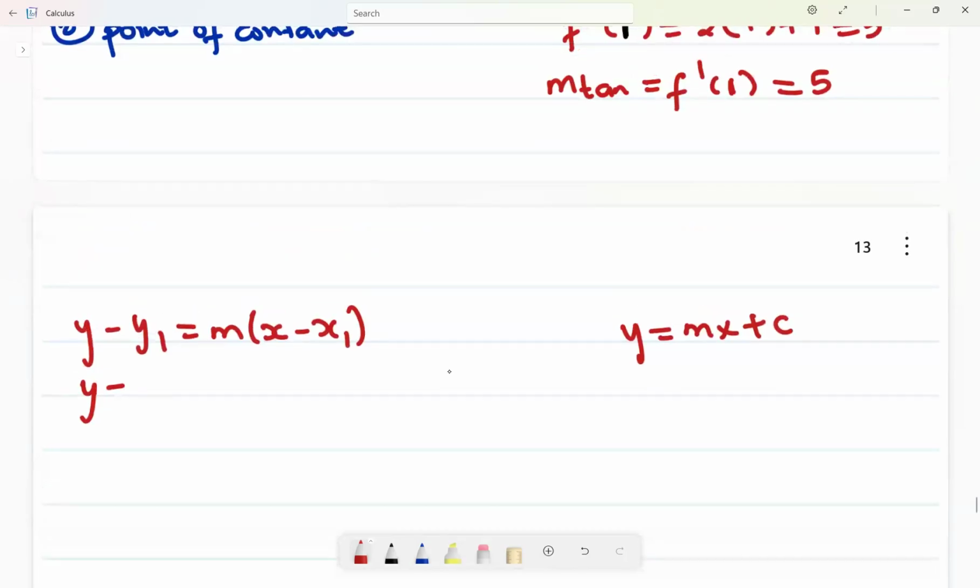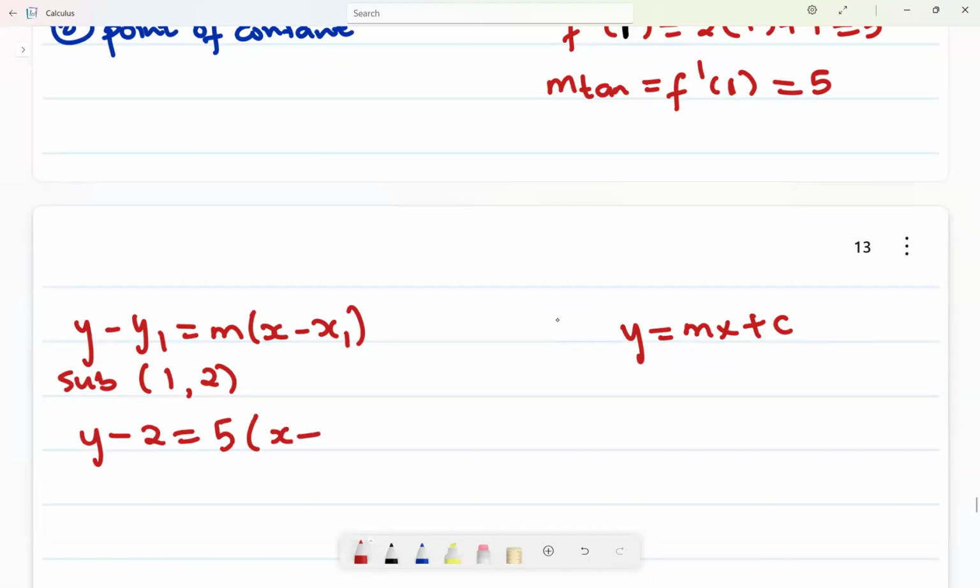Now, y, x1 and x, okay, you and I substitute the point of contact, which is what? 1 and 2. Substitute 1 and 2. So it's going to be y minus, what is y1? It is 2. What is the gradient? This is the gradient of a tangent. Remember, it is how much it is? 5. X minus, what is x1? Remember, it is 1. Then it's just a matter of simplifying this. This is going to be 5x minus 5 plus 2. When I take 2 to the other side, it's going to be minus 3.